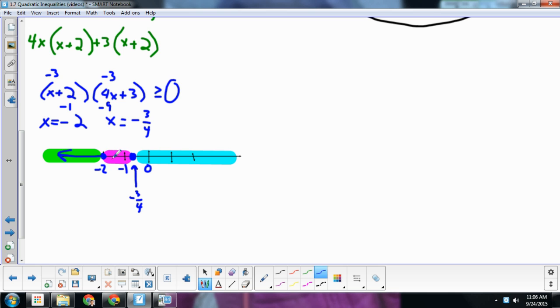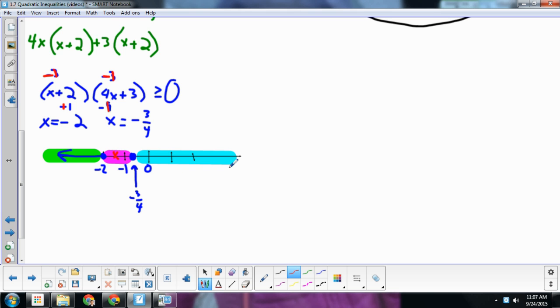Now, what about in between? Negative 1 is in between, so let's plug in negative 1 for x. I end up with negative 1 plus 2, which is positive 1, and negative 4 plus 3, which is negative 1. Positive 1 times negative 1 is negative 1, and negative 1 is not greater than 0, is it? So this part is not going to work.